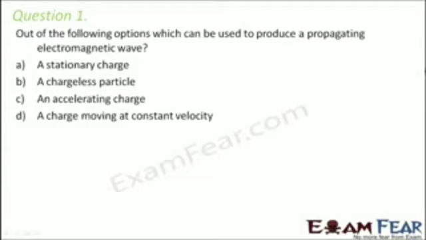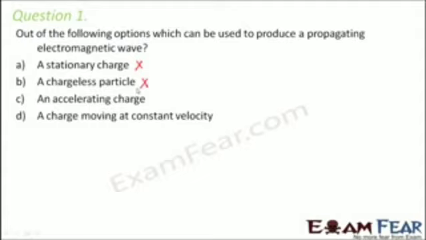First option is stationary charge. Now stationary charge means the charge is at rest. Right? So a charge at rest will only have electric field. There will be no magnetic field. So this is not the correct option. Option B, a chargeless particle. So if the particle doesn't have any charge at all, obviously there would be no magnetic field, no electric field. So this is also not the right option.